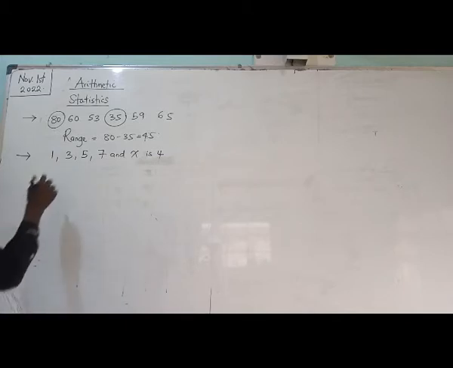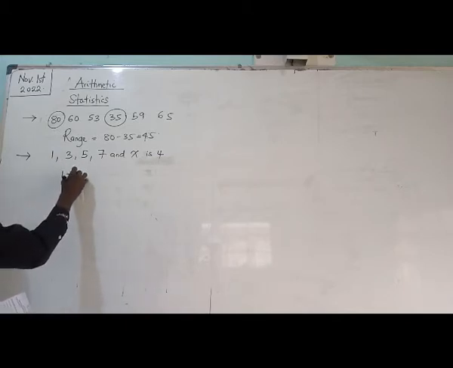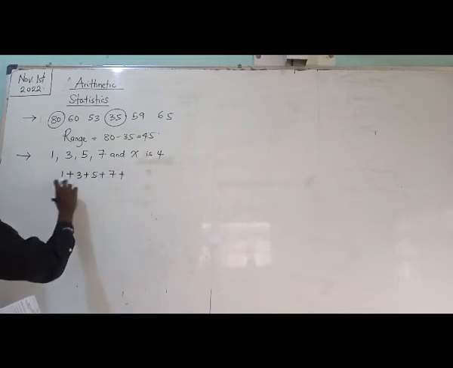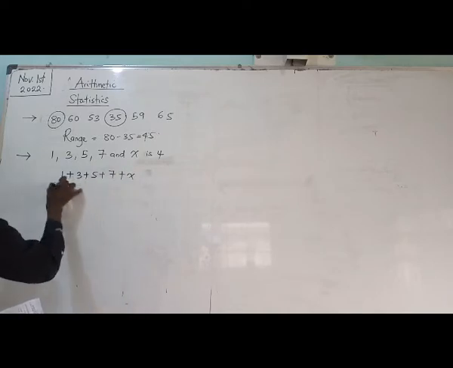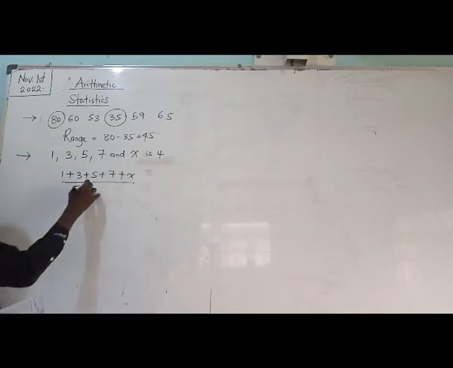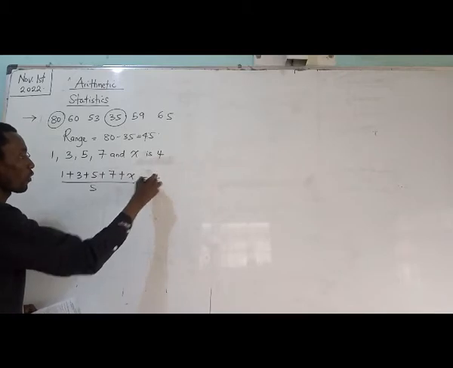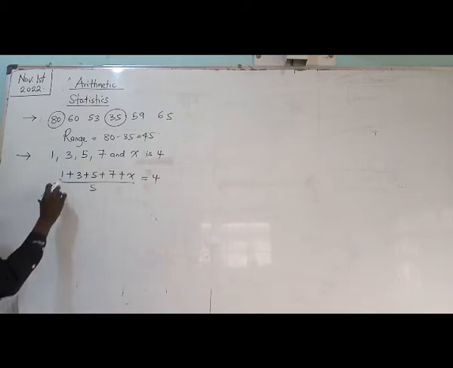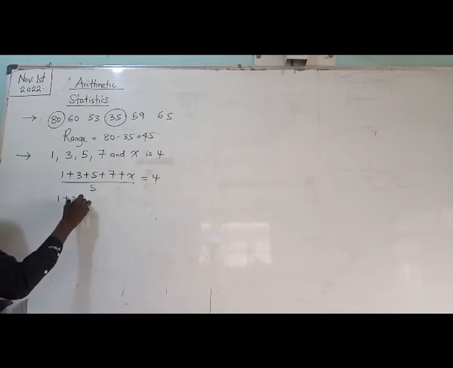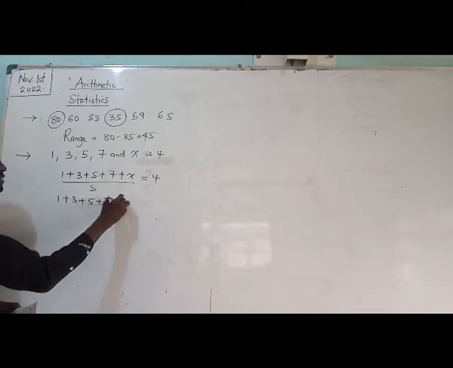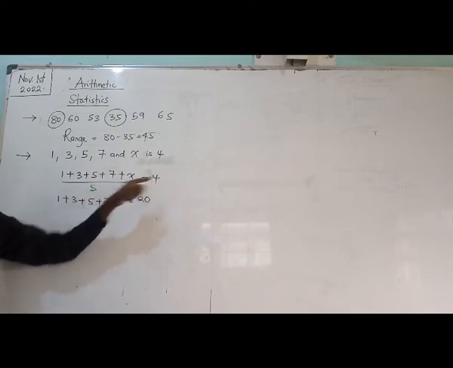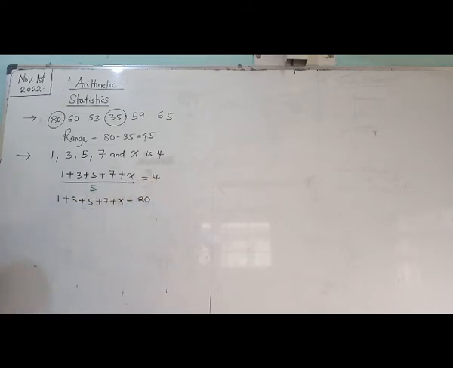What is mean? Add this together. How many items? Divide by how many items we have? 5. And that will give me what? 4. This is a denominator. If it crosses equality, it becomes what? A numerator. So this will be what? 1 plus 3 plus 5 plus 7 plus x equal to what? 20. 5 times 4 will give me what? 20. What's the next thing I do?